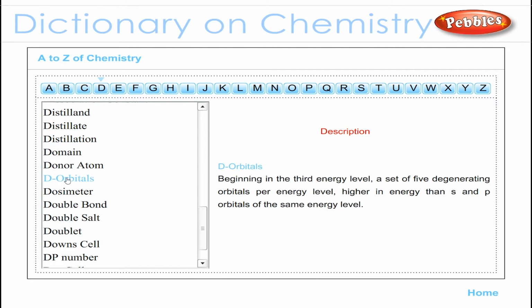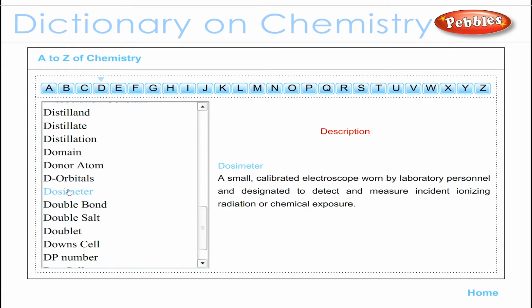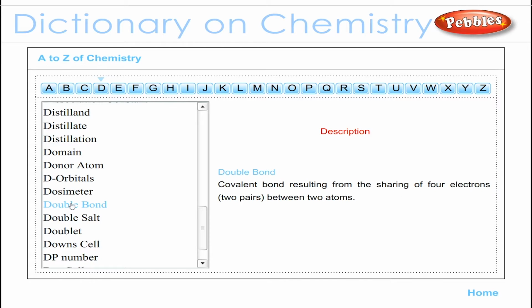D orbitals, beginning in the third energy level, a set of 5 degenerate orbitals per energy level, higher in energy than s and p orbitals of the same energy level. Dosimeter, a small calibrated electroscope worn by laboratory personnel and designed to detect and measure incident ionizing radiation or chemical exposure. Double bond, covalent bond resulting from the sharing of 4 electrons, that is, 2 pairs, between 2 atoms.